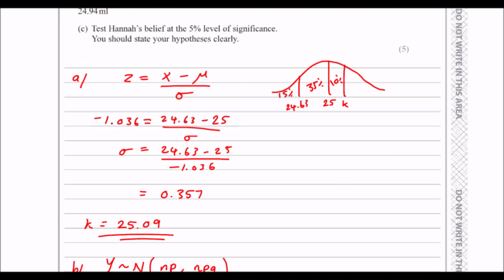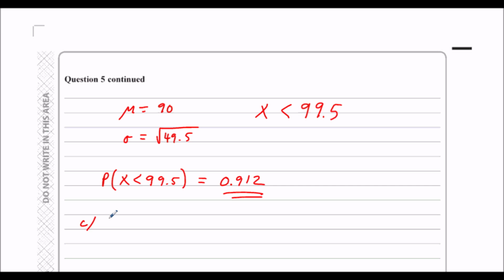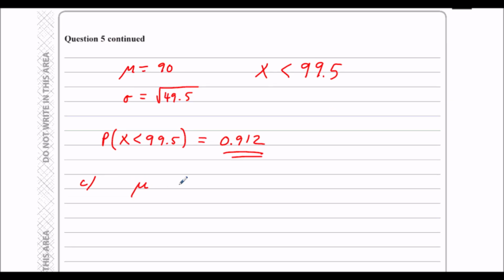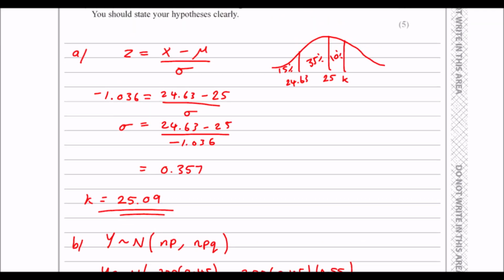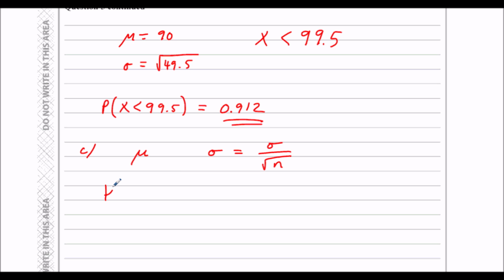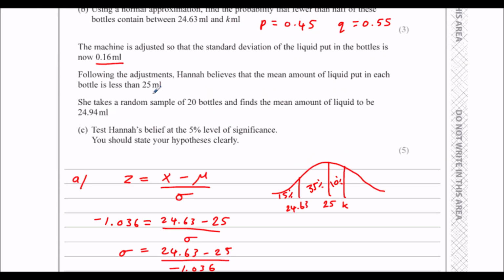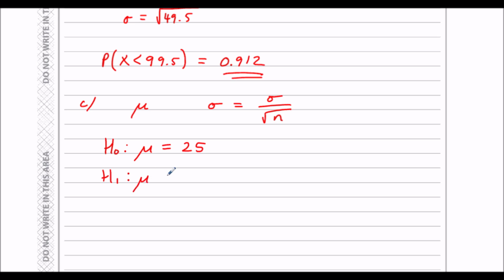Okay, so we've got a sample. What question are we on? Part C. So when we have a sample, the mean is the mean, and the standard deviation is the standard deviation over the square root of the sample size. Let's do our hypotheses first. H0, our null hypothesis, is that the mean is equal to 25, and H1, so she believes it's now less than 25, so H1 is the mean is now less than 25.